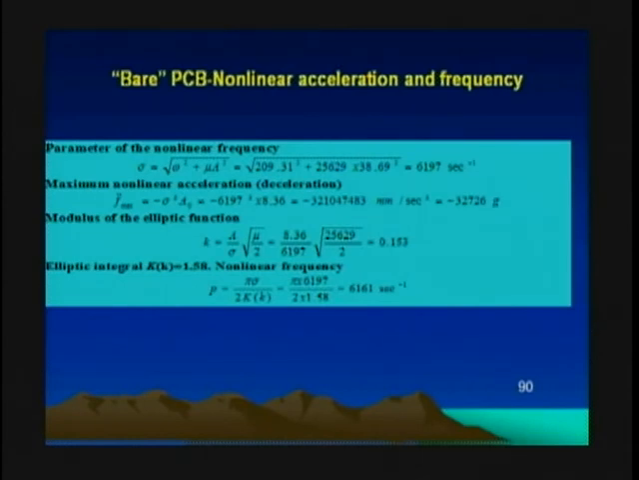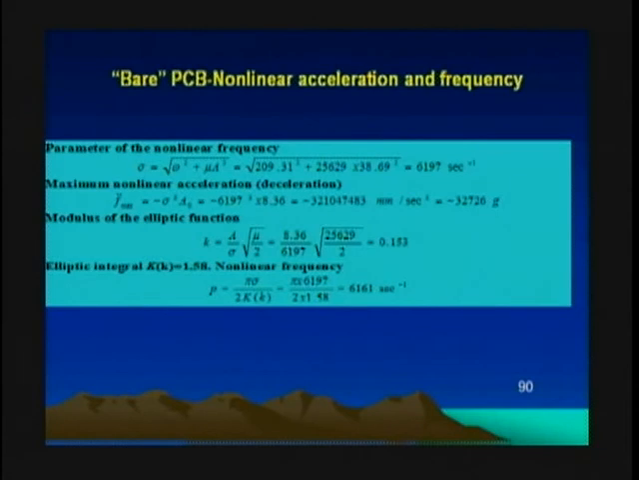So now in terms of frequencies, and here it's important, and I want to discuss it and draw your attention to that: the parameter of nonlinear frequency. You remember I said that the nonlinear frequency can be obtained as the square root of linear frequency squared plus mu, which is the parameter of nonlinearity, times A squared, where A is the nonlinear amplitude. If you substitute that, you'll see that the nonlinear frequency is 6,197, when the linear frequency is only 209. The difference is significant.